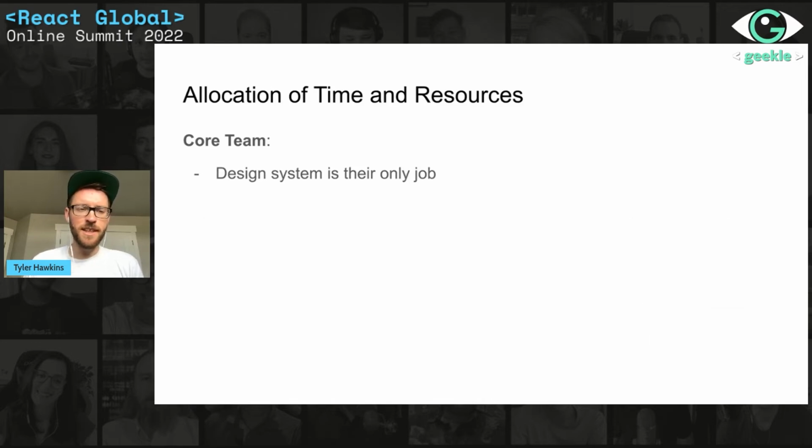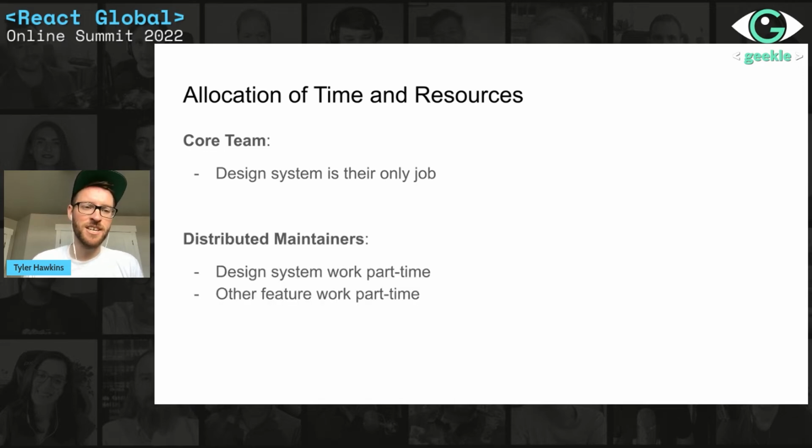And so when you then consider things like the allocation of time and resources, it's really important that for the core team, the design system is their only job. Design systems really don't work if it becomes just this kind of part-time side project. Things get missed, core activities get missed, and it's hard to prioritize things properly. So for the core team, the design system is their only job. And then for the distributed maintainers, they work on the design system part-time, but they're also part of other feature teams throughout the company. And so they're doing other feature work as well.